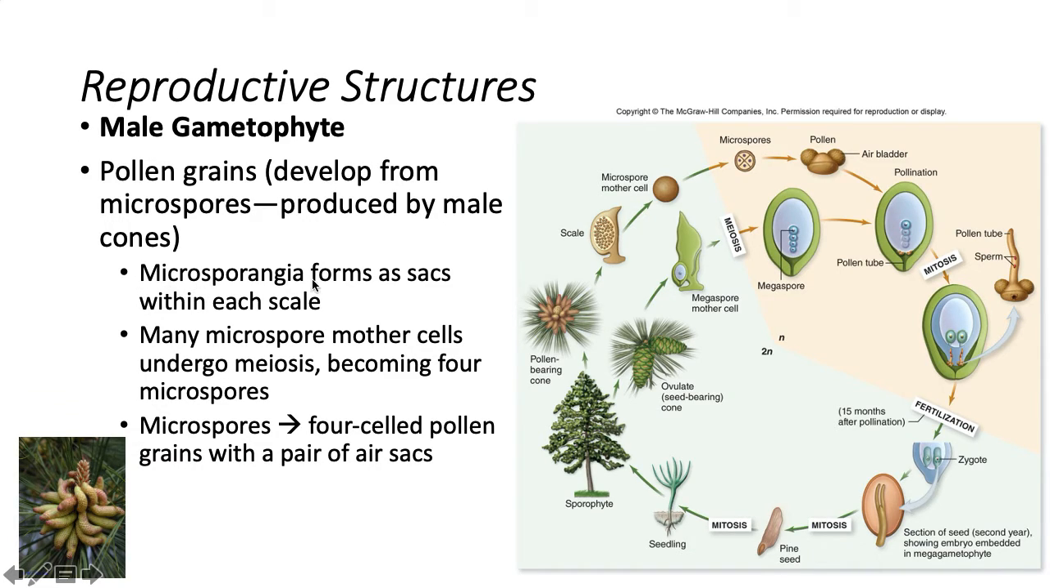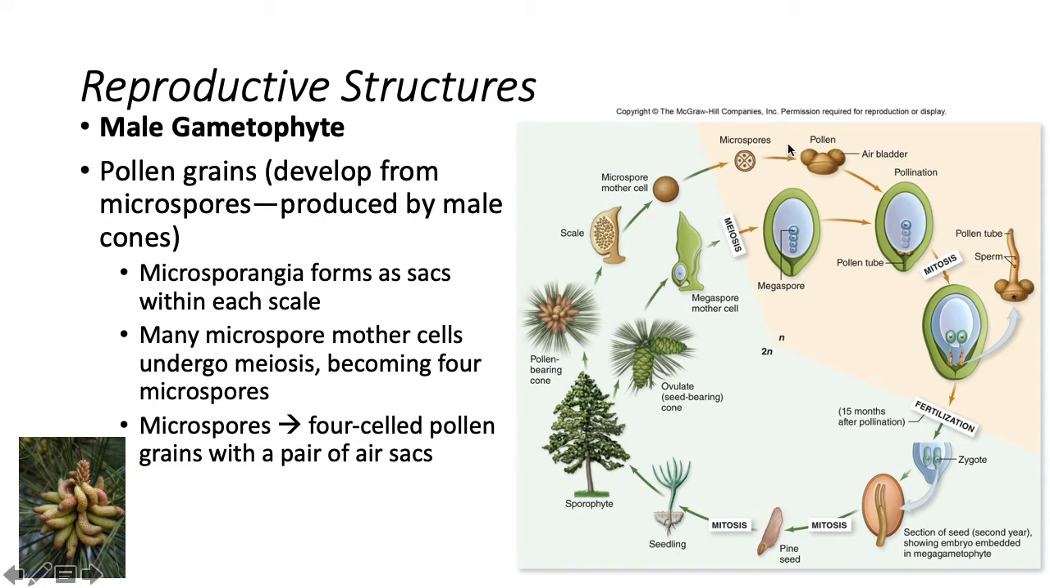So we have a microsporangia that forms as sacs within each little scale, as you can see here. And we have these microspore mother cells that undergo meiosis and form microspores. And you can see here that these are the four microspores after, so it says become in four microspores.